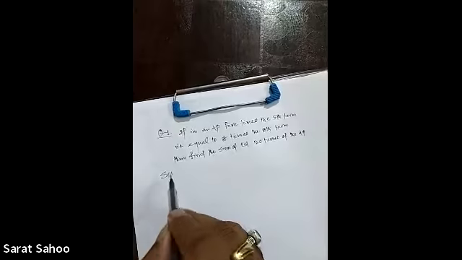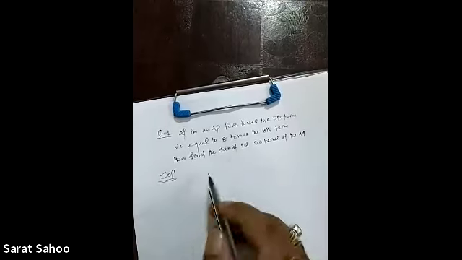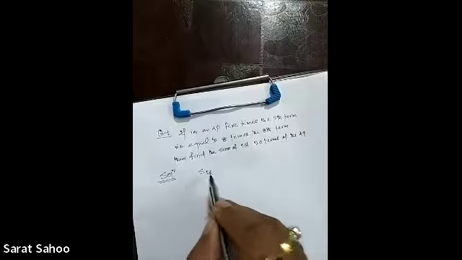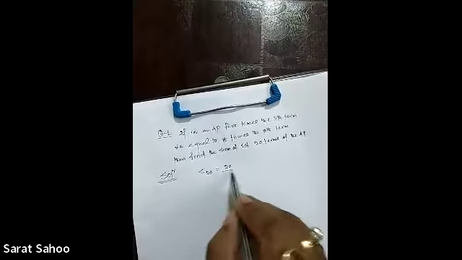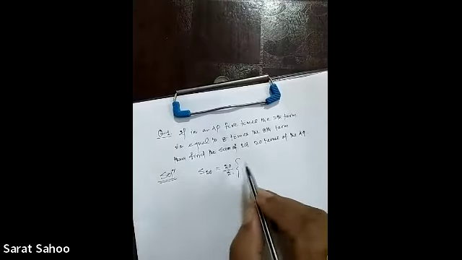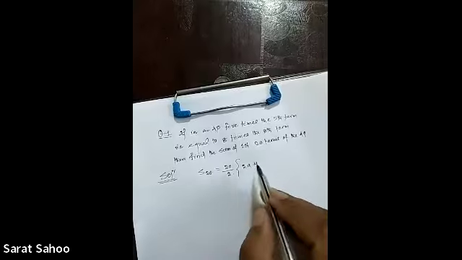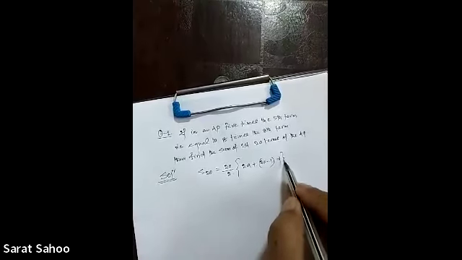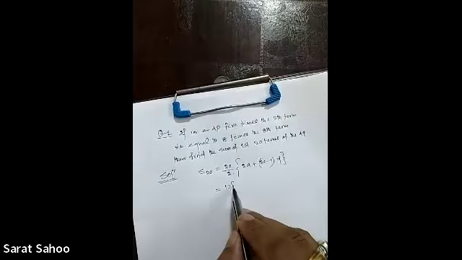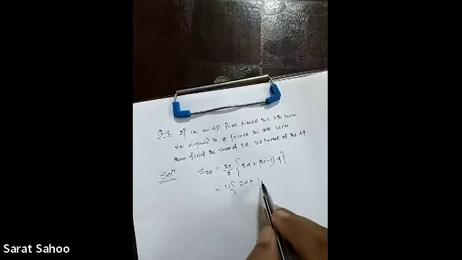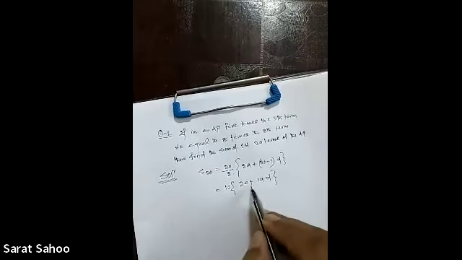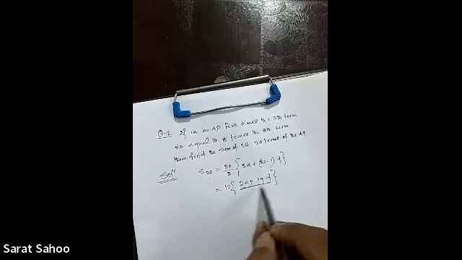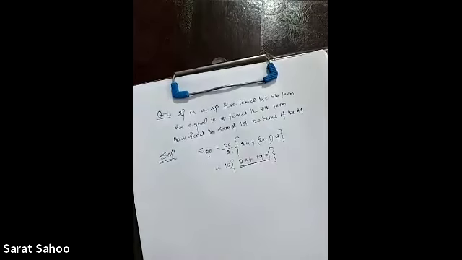Come to the solution. We have to find the sum of 20 terms. Let A be the first term and D be the common difference. S20 is equal to 20 by 2 into 2A plus 20 minus 1 into D, which is 10 into 2A plus 19D. If we can get the values of A and D, we can calculate S20. Or if we can get the value of 2A plus 19D, we can also get S20.